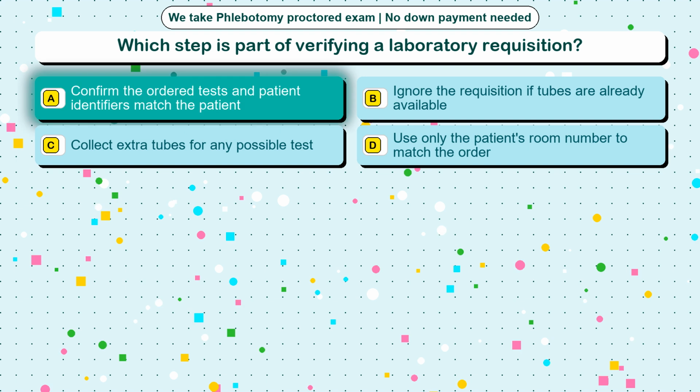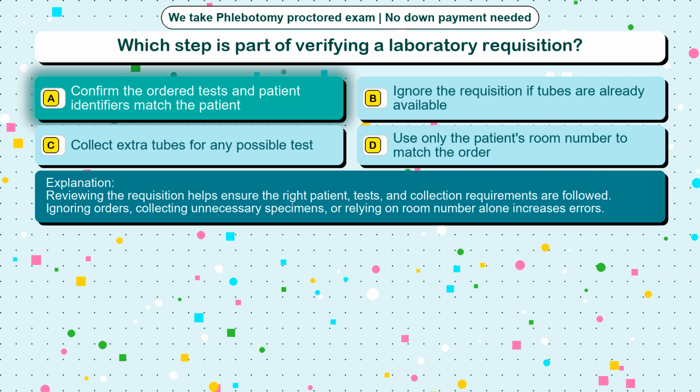The correct answer is option A, confirm the ordered tests and patient identifiers match the patient. Reviewing the requisition helps ensure the right patient, tests, and collection requirements are followed. Ignoring orders, collecting unnecessary specimens, or relying on room number alone increases errors.